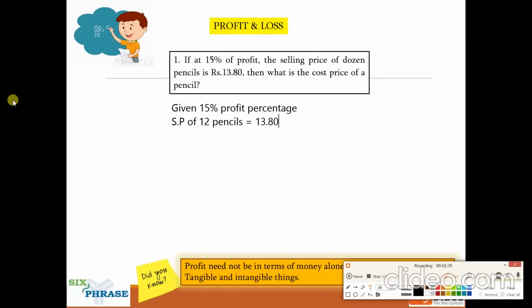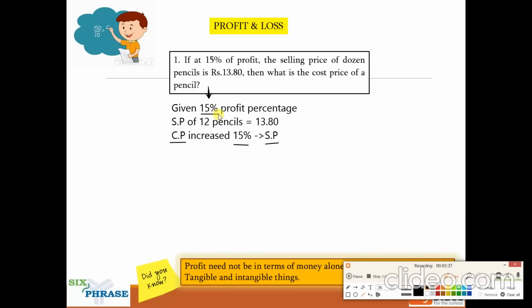Now, if you listen to my lectures or Profit and Loss part 1, you would know that cost price increased 15% will give me selling price. So this is how I want you to understand this question. What is given here, guys? We have 15% profit percentage. So what does it mean? It means you increase the cost price by this 15%, you will get the selling price. That is the meaning of 15% profit percentage.